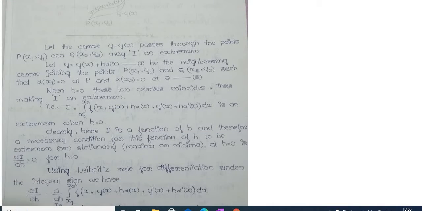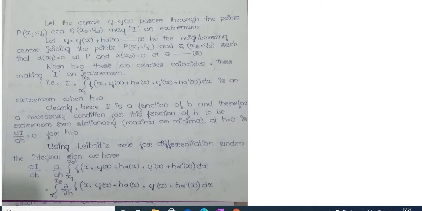Let y equal to y of x plus h into alpha of x, equation 1, be the neighboring curve joining the points P of x1 y1 and Q of x2 y2. So this is y equal to y of x. Above this curve there is one more curve y equal to y of x plus h into alpha of x. Both curves' starting point is P and ending point is Q, such that alpha of x1 equal to 0 at P and alpha of x2 equal to 0 at Q. Observe, here alpha of x is there. This alpha value at x1 is 0. Alpha value at x2 equal to 0.